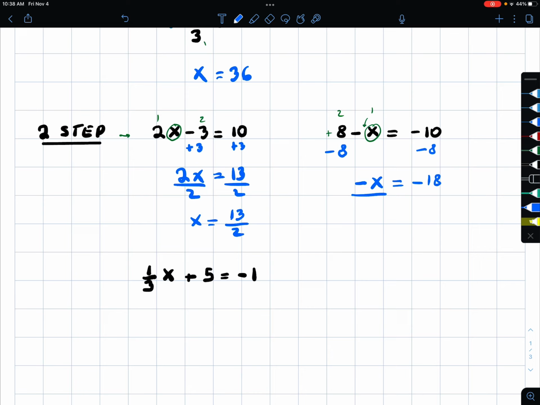How do I get rid of that minus sign? Well, that's really -1 multiplying. So I will divide by -1 on both sides. And I get that x is +18 to be my final answer.